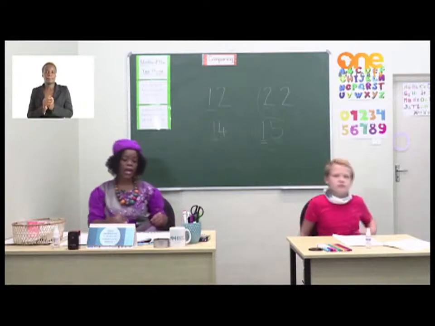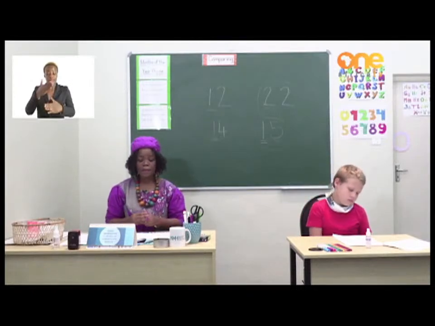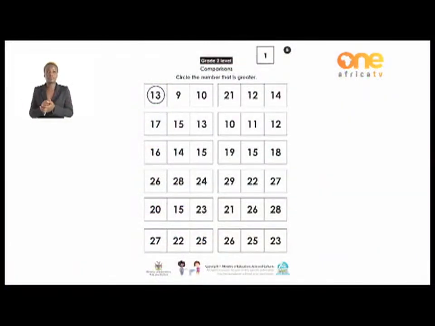Now, let's quickly look at our worksheet. The first one has been done for you. The 13, 9, and the 10. The 13 is the biggest number between the other two. Now let's quickly look at the next box. Next to the 10, we have a 21, we have a 12, and we have a 14.